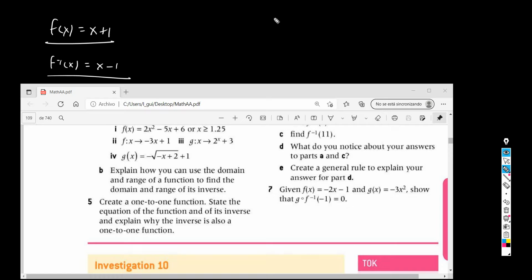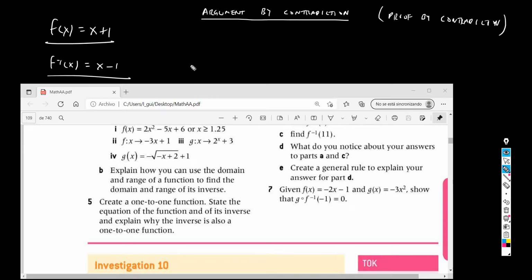And this is kind of cool because I'm going to be showing you what an argument by contradiction is. This is really nice. I hope you understand this. This is one of the coolest things in mathematics, guys. This concept is usually known as proof by contradiction. It's really cool stuff. Proof by contradiction. Here it goes.